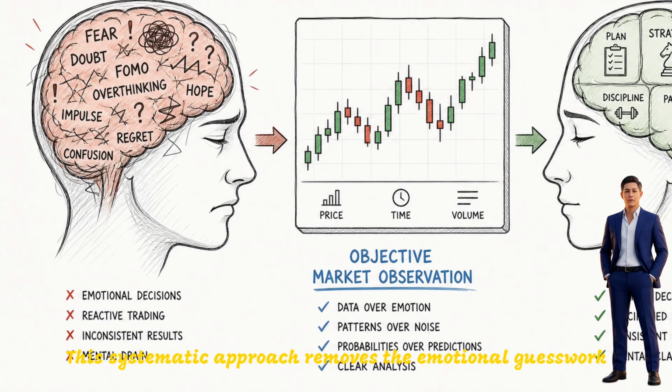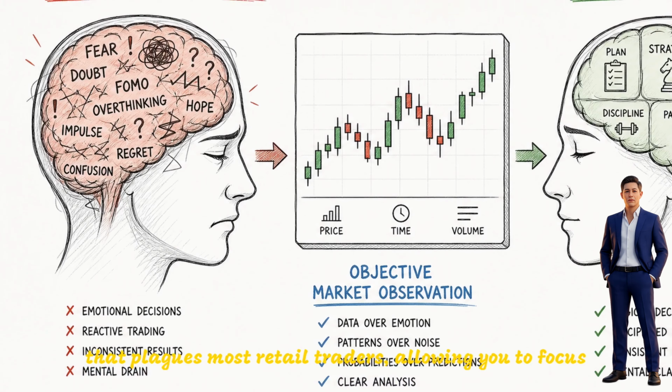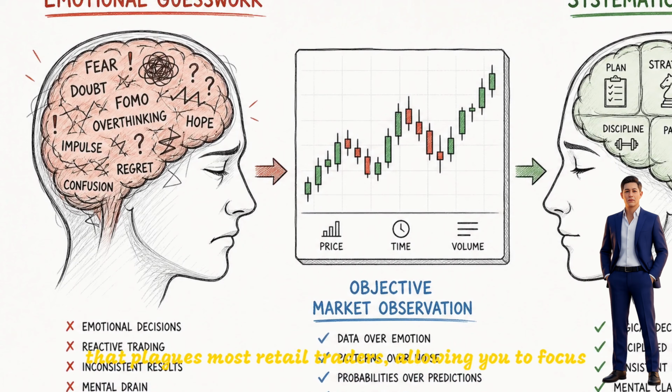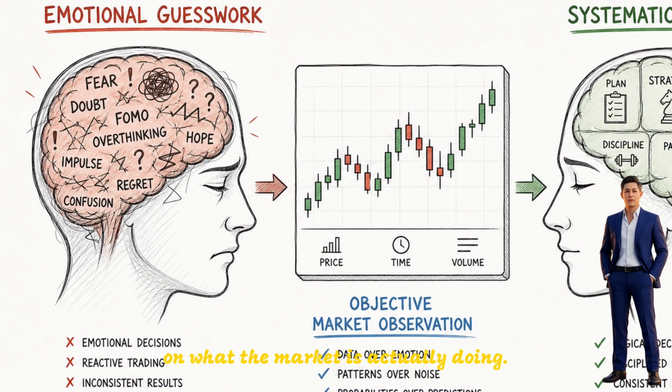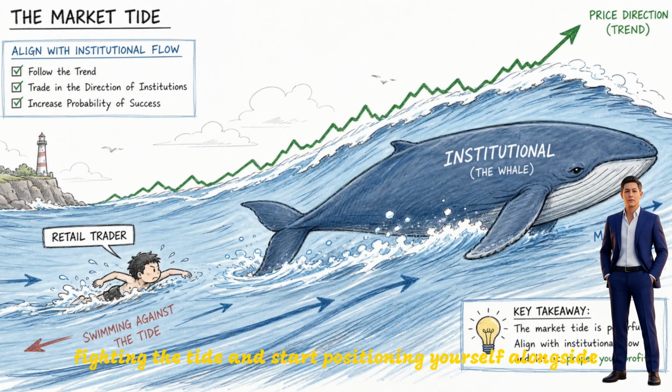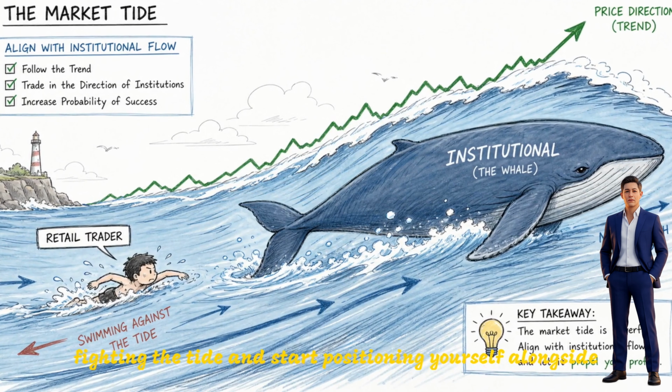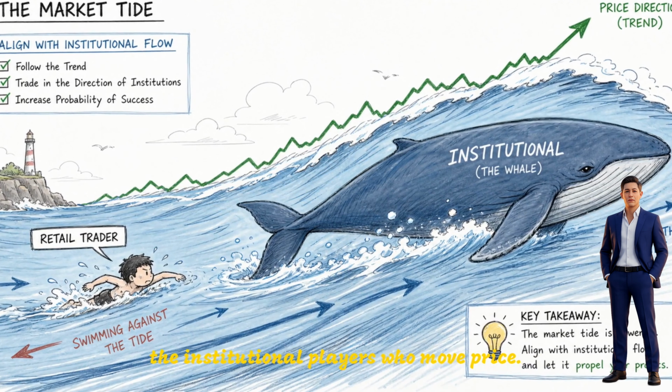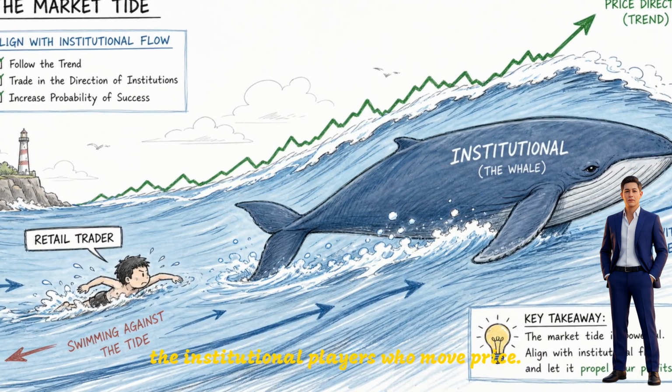This systematic approach removes the emotional guesswork that plagues most retail traders, allowing you to focus on what the market is actually doing. By understanding the life cycle of a trend, you stop fighting the tide and start positioning yourself alongside the institutional players who move price.